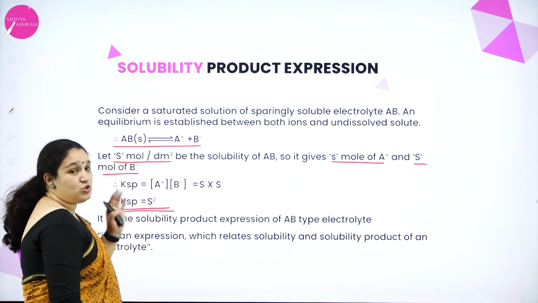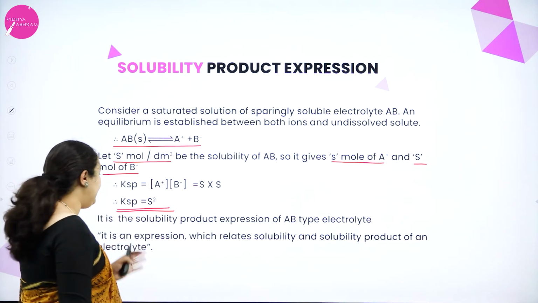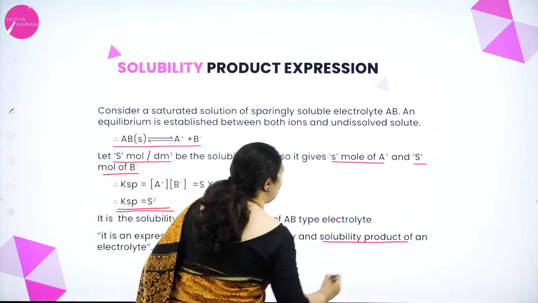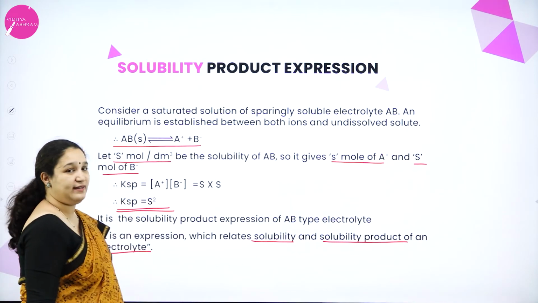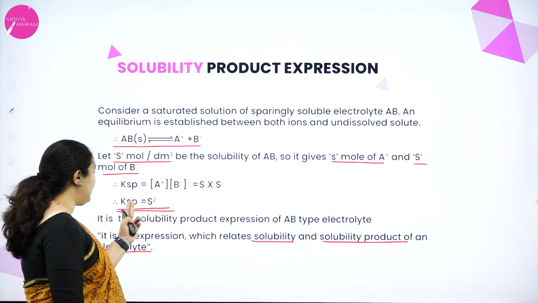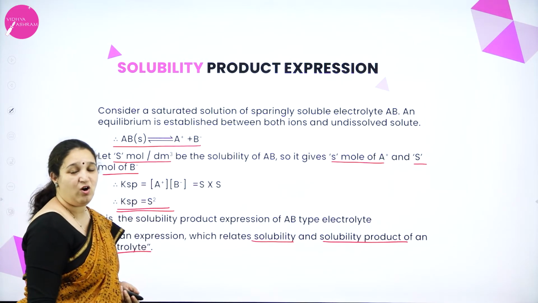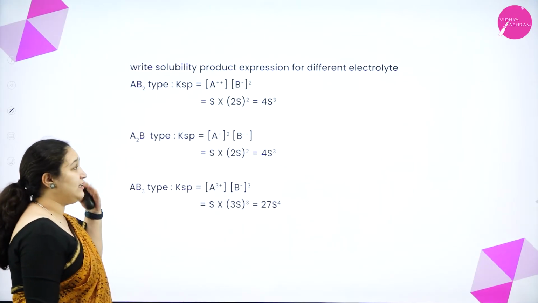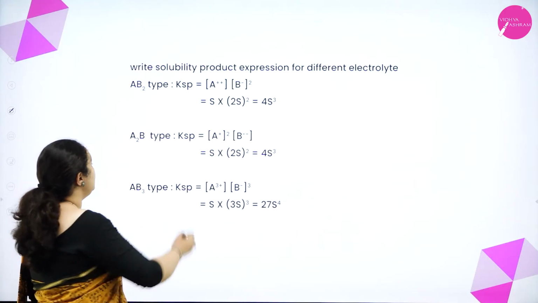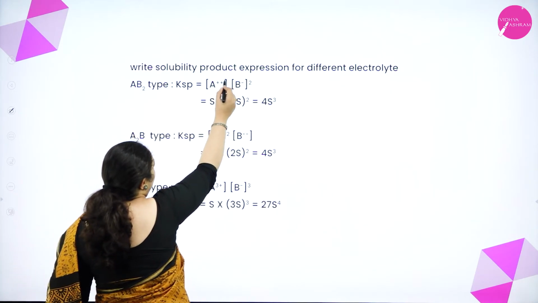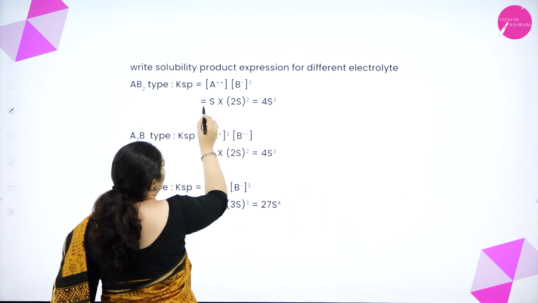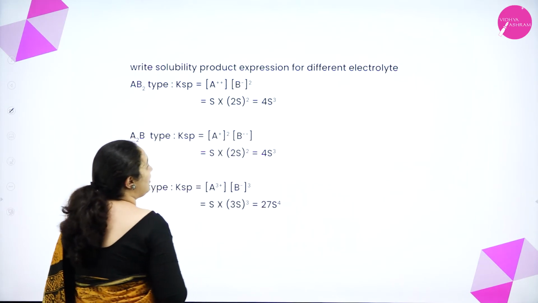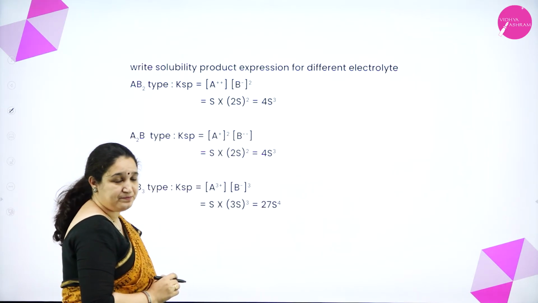Okay. So in this expression, what are we relating? This expression relates the solubility and the solubility product of an electrolyte. So this is solubility product, this is solubility of a salt. Okay. So next we can write the solubility expression for the others. For AB2 type, A plus 2 into B minus to the power 2. So S into 2S whole square, that is 4S cube I will get.